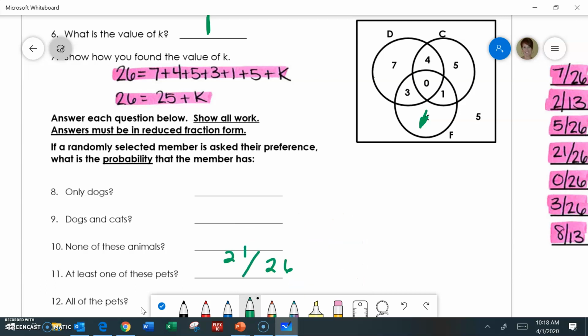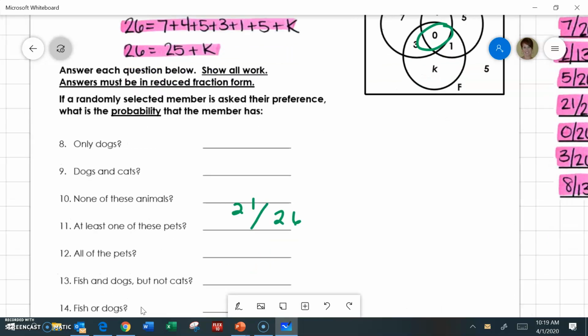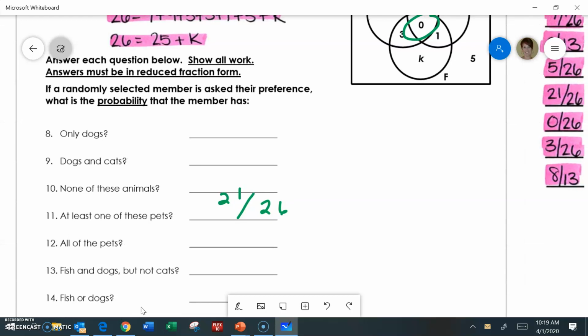26. Okay. For number 12, the probability that you pick one that has all of the pets. Well, if we look at our Venn diagram, that would be the intersection of all 3 circles. So if we look at that intersection of all 3 circles, that is right here, and so we have 0. The probability that somebody owns all 3 pets, a dog, a cat, and a fish, is 0 out of 26, which is 0.